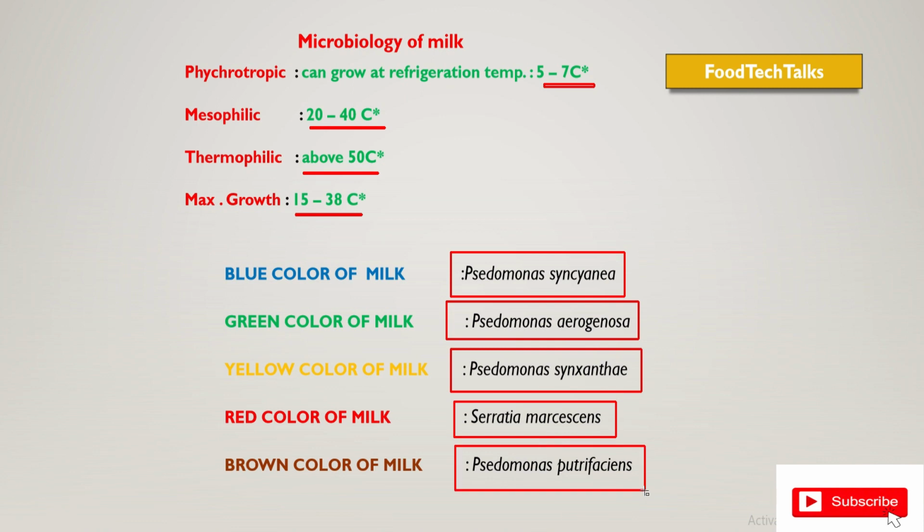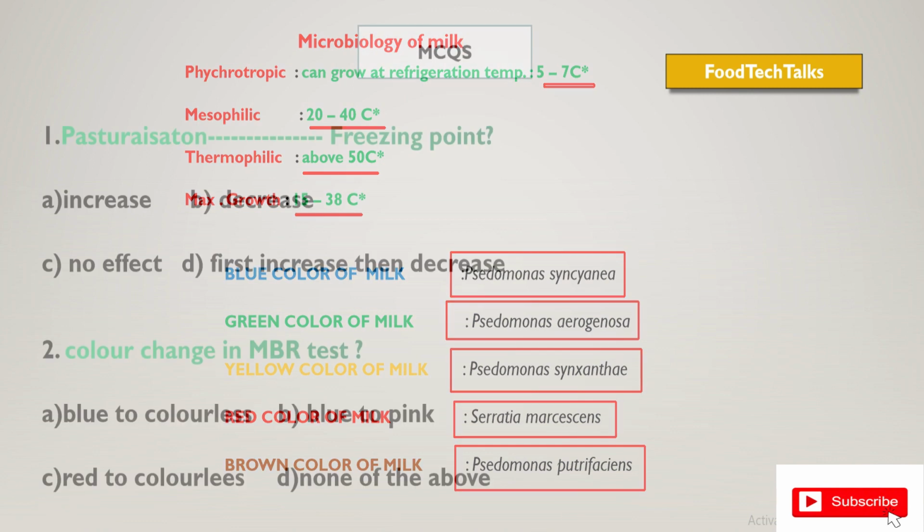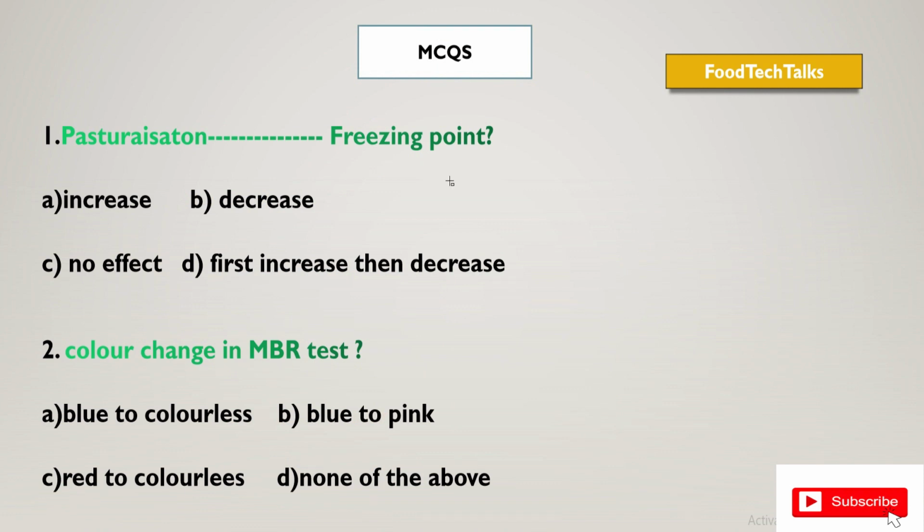So friends, let us end this video by solving some MCQs. Moving on to the first question: pasteurization dash freezing point. Here the options are A increase, option B decrease, option C no effect, and option D first increase then decrease. It is found that pasteurization has no effect on freezing point, so here option C would be the right answer. But boiling or sterilization of milk will cause an increase in freezing point.